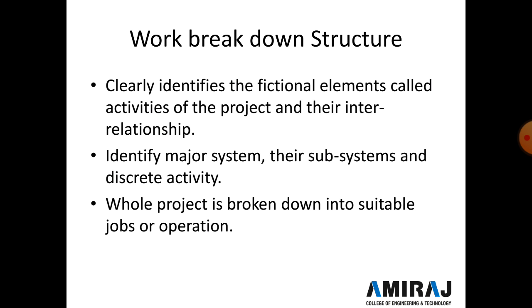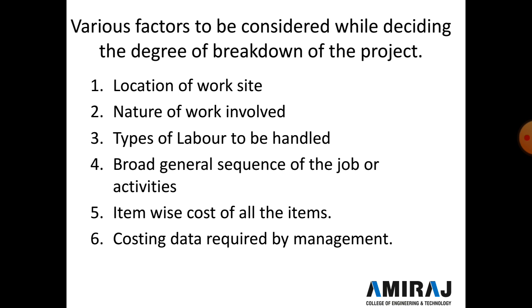The process of breaking the project into identified major systems, their subsystems and discrete activities is called a work breakdown structure. The whole project is broken down into small jobs, activities or operations which are required to be performed for a satisfactory and timely completion of the project. Some of the factors to be considered while deciding the degree of breakdown of the project are the location of the work site, nature of the work involved, types of labor to be handled, broad general sequence of the jobs or activities, and item-wise cost of all the items and costing data required by management.